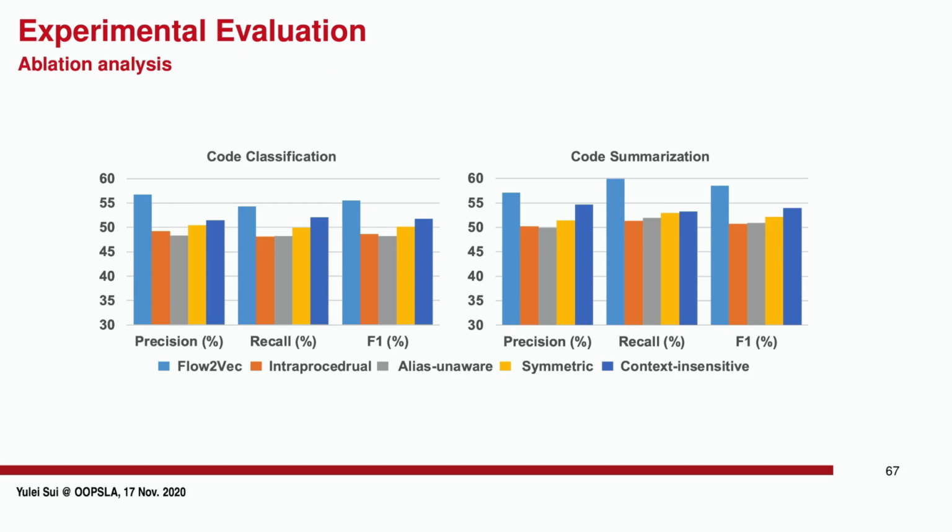We also conducted ablation analysis to evaluate each of the four important properties in Flow2Vec, namely interprocedural analysis, aliases, asymmetric transitivity, and context sensitivity, to further understand their contribution to the final accuracy of the two tasks. Overall, Flow2Vec with its four properties combined performs better than when one of its properties is disabled, with an improvement ranging from 3.7% to 7.8% in terms of F1 score. It also demonstrates the usefulness of all the four properties when producing the final code representation.